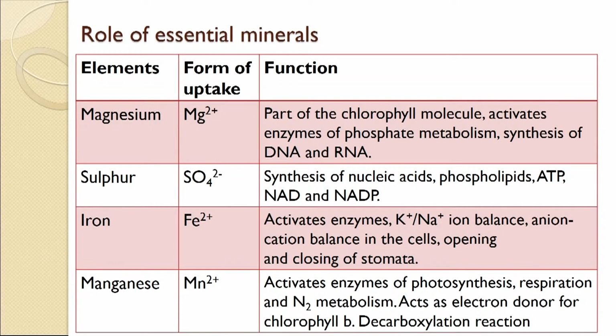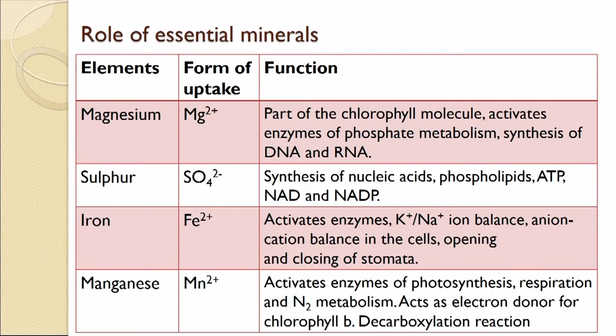Sulfur is taken up as a sulfate ion. It is required for synthesis of nucleic acid, phospholipid, ATP as well as NADP, and sulfur-containing amino acids are particularly helpful for the human body as well as the plant body. They are cysteine, methionine and cystine.